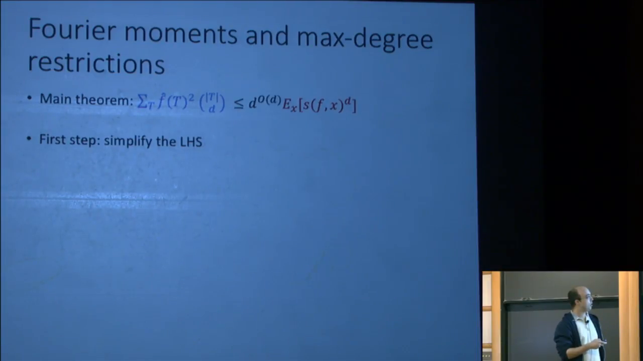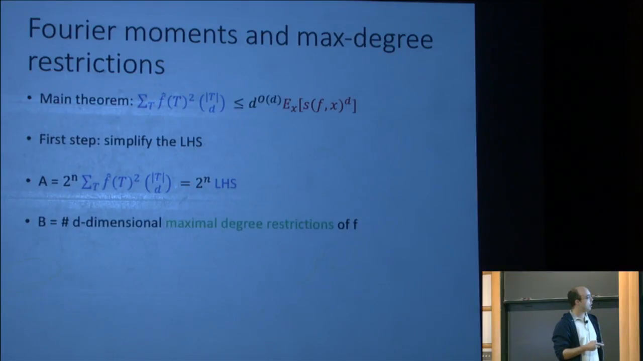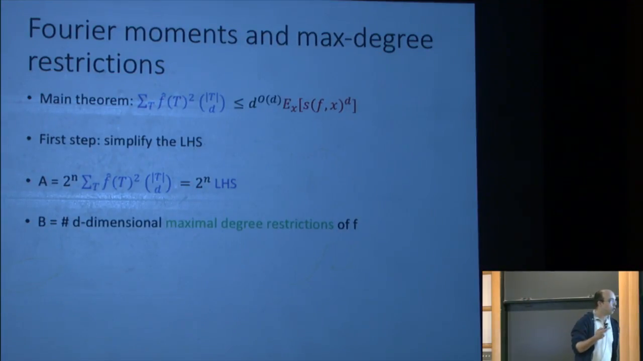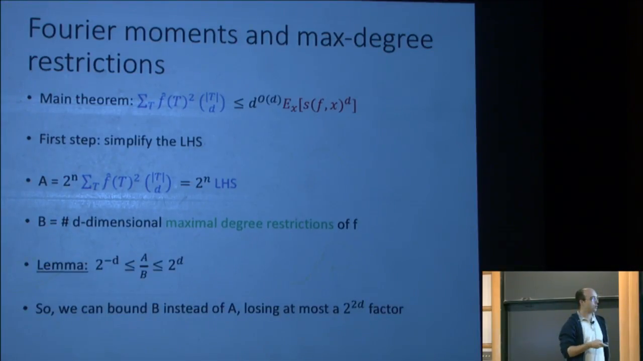So this is what we want to prove here. This is our main theorem, and the first step is just to simplify this left-hand side. So let A be the left-hand side up to some scaling factor, and B be the following object. I'm going to go over all possible d-dimensional cubes, and count how many of them are of maximal degree. How many d-dimensional cubes are such that if I take the function and restrict it to this cube, I get a maximal degree function. And the claim is these 2 things are the same, up to some factors of 2 to the d. So instead of studying this object, you can just study this more combinatorial object. And it's the same thing. Again, we really don't care about 2 to the d factors here. They're really like low order terms.